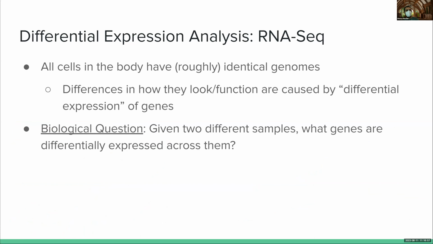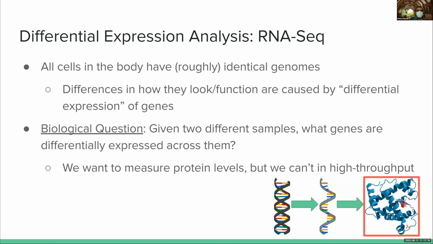So the biological question here is, if you gave me two different samples, maybe a skin cell and a heart cell, maybe a healthy cell and a cancer tumor cell, whatever two cells that have the same genome but look different, what are the genes that are differentially expressed between them?